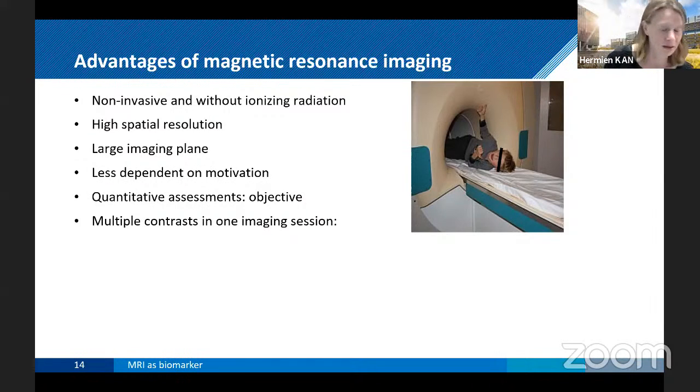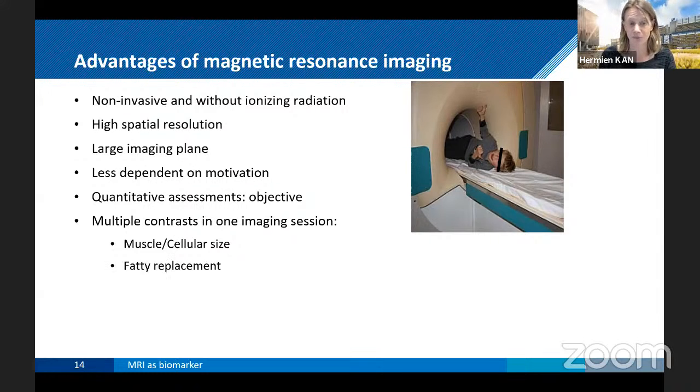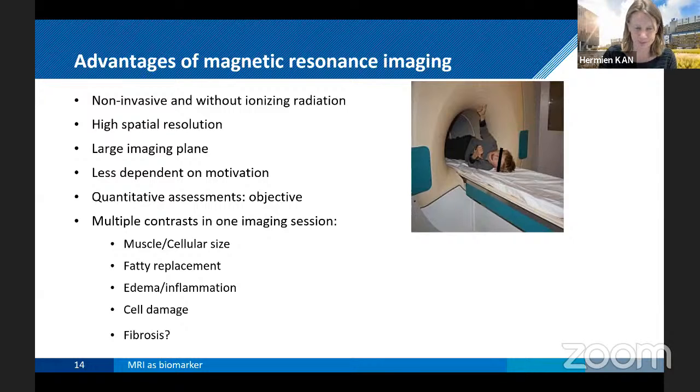And another big advantage, which I unfortunately will not have time to go into today, is that you can get multiple contrasts in one imaging session. And what do I mean with multiple contrasts in one imaging session? Well, that means that within one imaging session of typically a half an hour to an hour, we can get measurements of muscle or cellular size. We can look at fatty replacement. We can look at edema or inflammation, or at least get measures for edema and inflammation. We can look at cellular damage. And yeah, we hope that we can look at fibrosis, but that is still something that is under development.